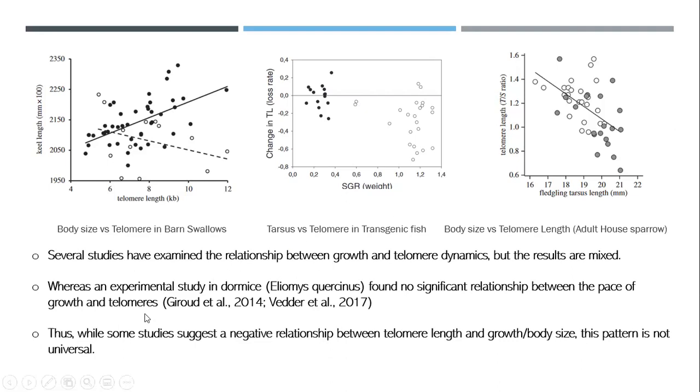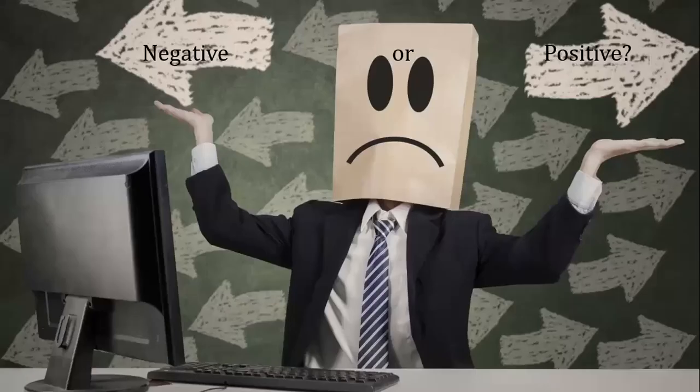Especially, there are two studies that have been done in dormice, where they showed that there's no relationship between growth and telomeres. So some studies suggest that there is a positive relationship, some suggest that there is a negative relationship, and some suggest that there is no relationship at all. So what is happening? That was something I'm really interested in. My overall interest is in life history trade-offs, but when I started doing this research, I realized that there's confusion on how these things are related, so I was diving deep into this.